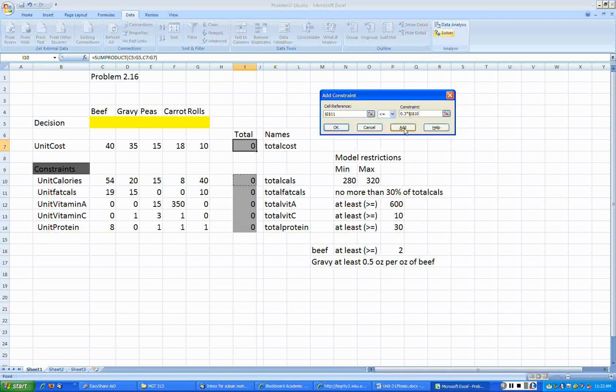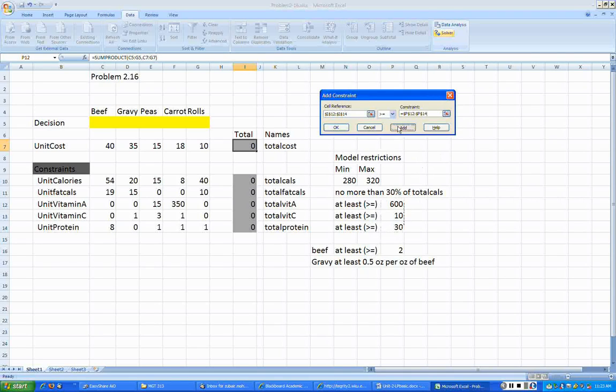Now all these three, the vitamin A, C and protein, are greater than or equal to, so I can pass them as one block. The total vitamin A, vitamin C and protein should be greater than or equal to, the right side is 600, 10 and 30. Now I can pass that as one block because they are all greater than or equal to.